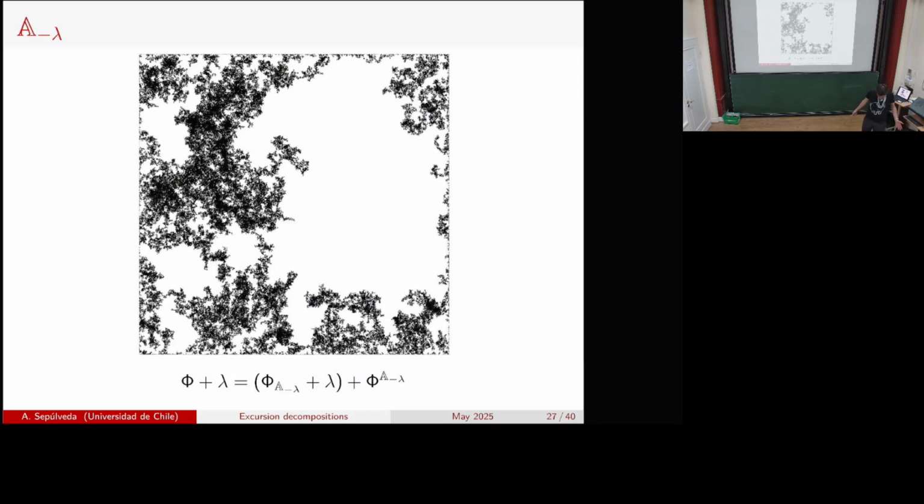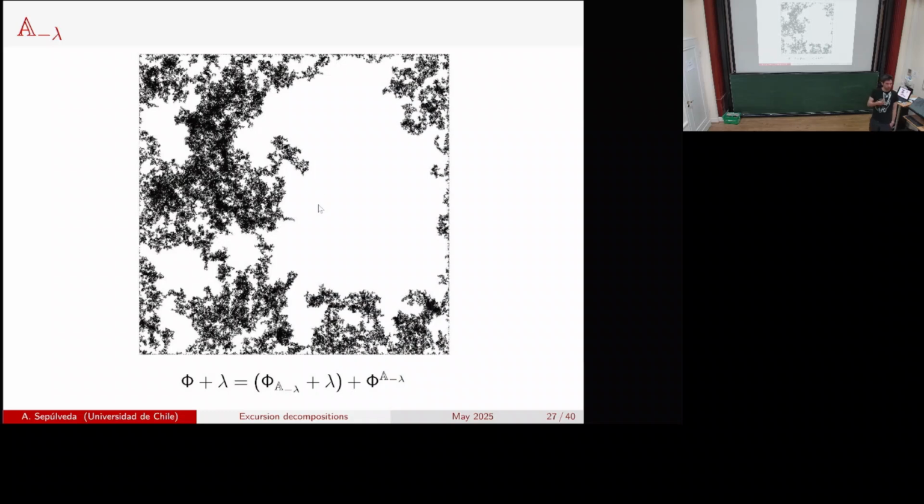When I hit this level, everyone here in the middle is just looking at boundary conditions equal to lambda. This is quite natural. So one kind of has minus lambda. I'm exploring until I hit level lambda. Everyone here is looking at boundary conditions minus lambda.